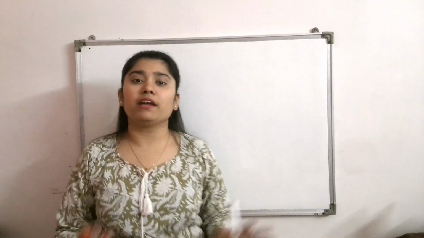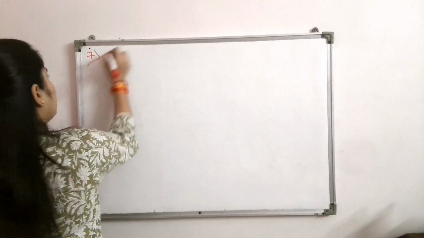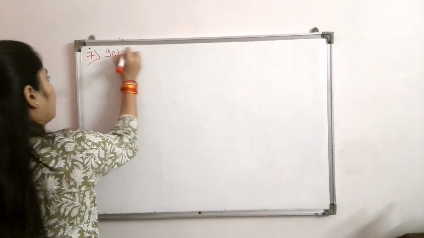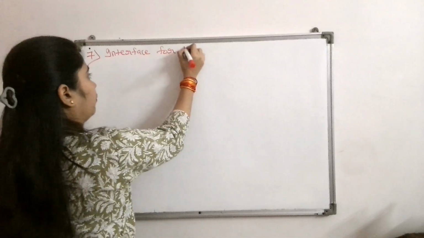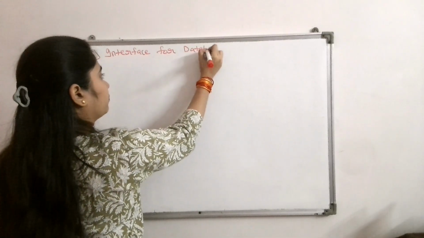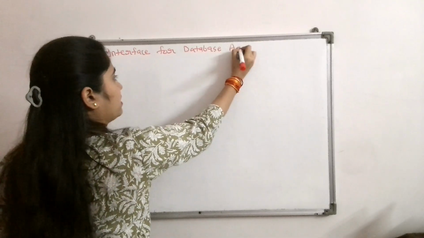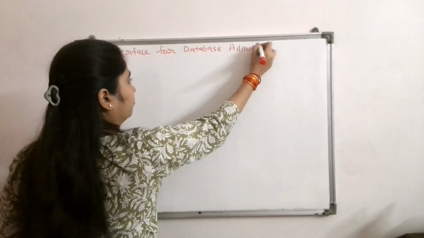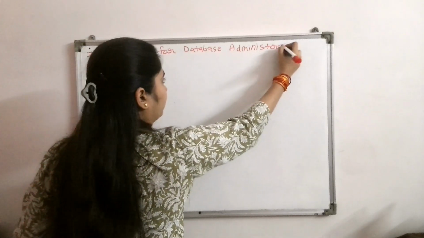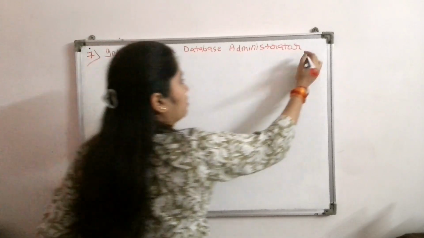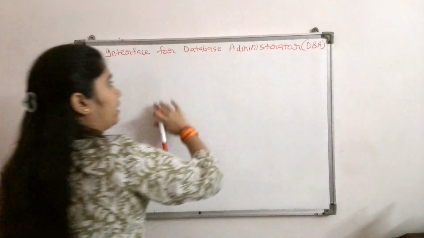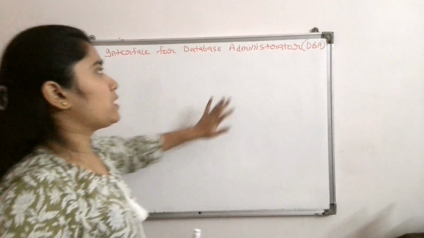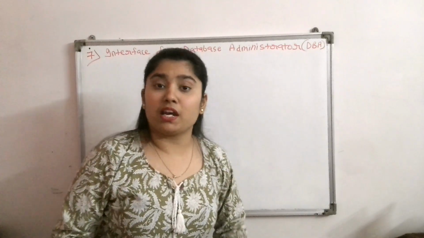So now the last type, that is the interface for the database administrator. Seventh is the interface for the database administrator. We also say DBA. See, this interface is specially designed for the database administrator.